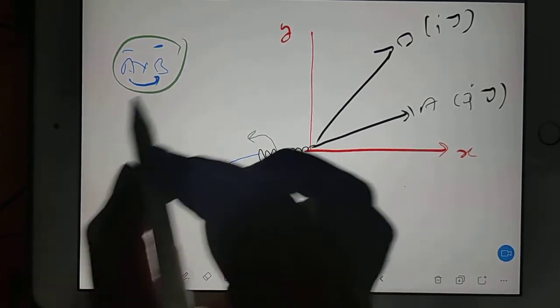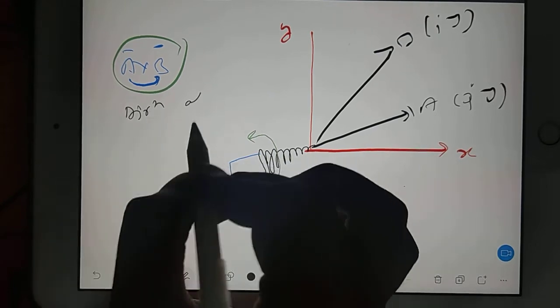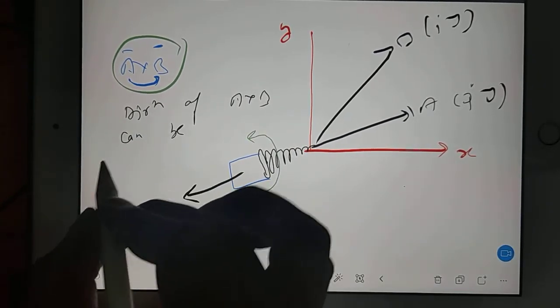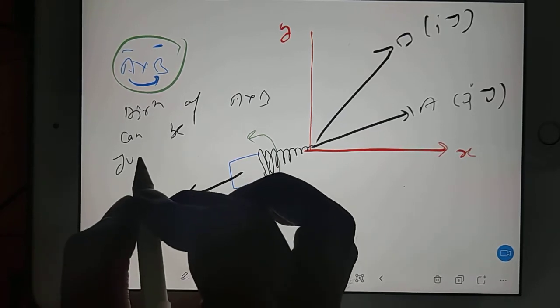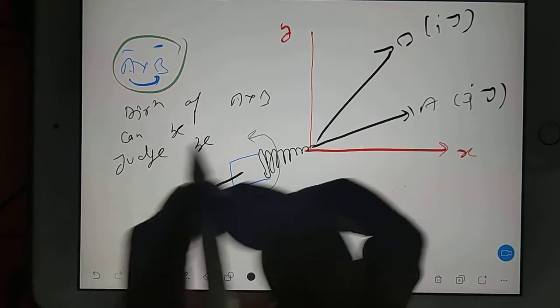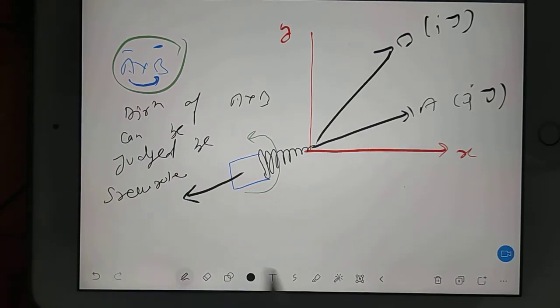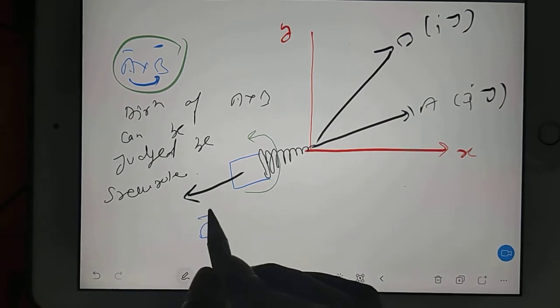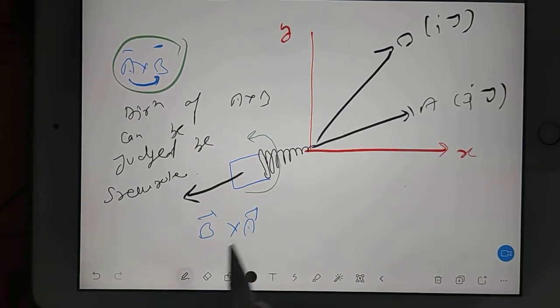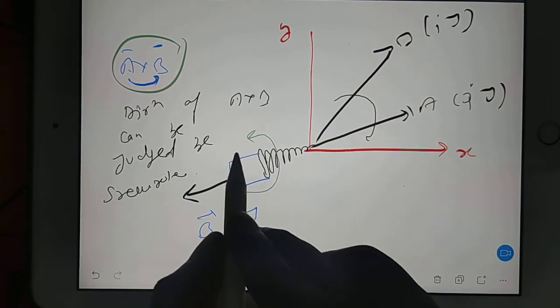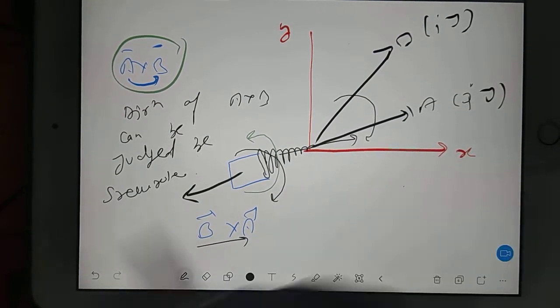So the direction of A cross B can be judged by the screw rule. Okay, suppose you are finding B cross A, then you rotate your screw from B to A. B to A means like this. It means rotate your screw like this. So this screw will go inside.